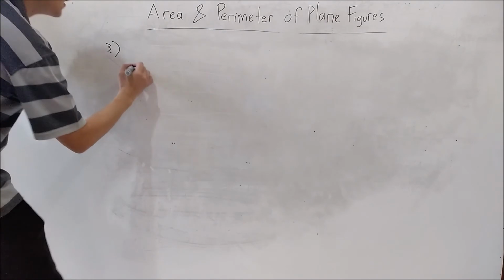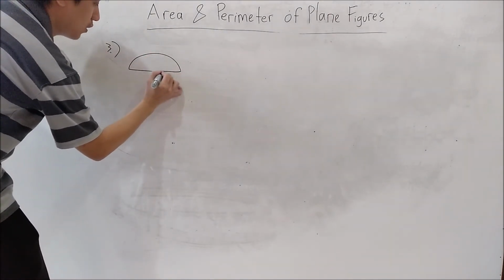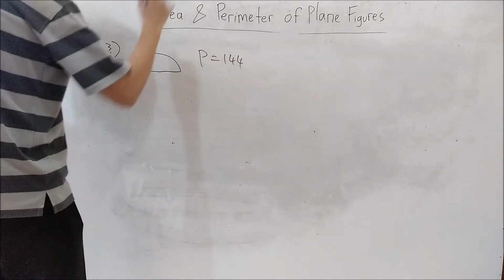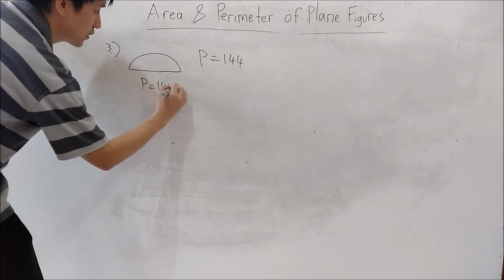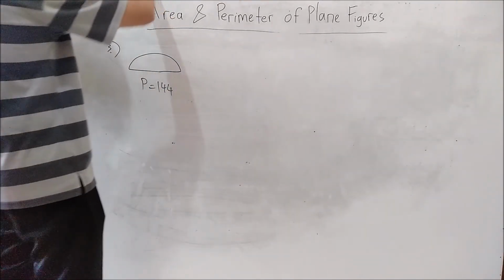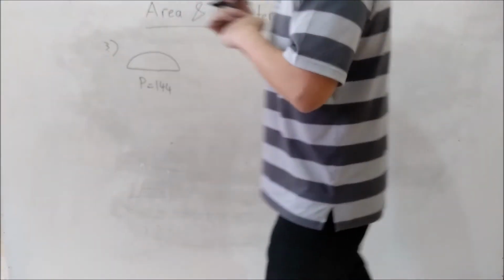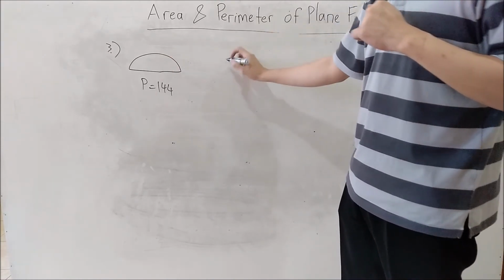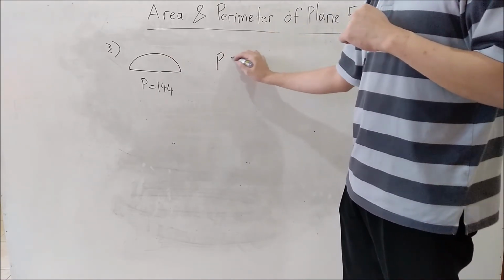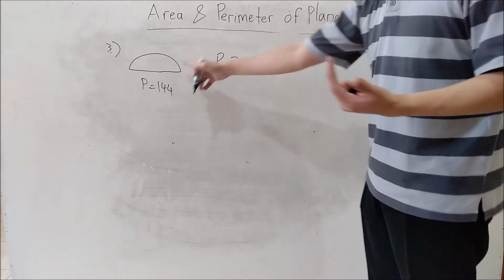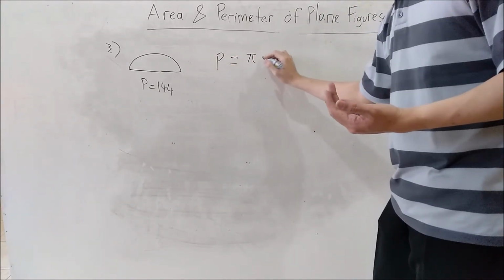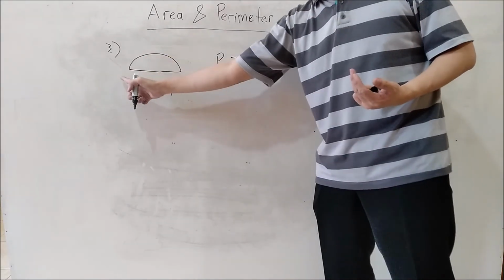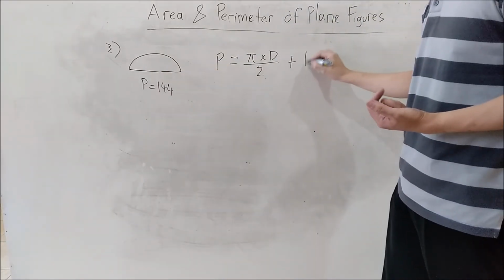So in this case, we had this semicircle with the perimeter as 144. I will just write it here. Perimeter equal to 144. What we want to know is the diameter itself. So how can you do that? What we are going to do is we are going to put the formula inside. Since this is half of circle or a semicircle, we will put the perimeter is equal to pi d divided by 2 because it's only half, and then you have to plus the diameter itself. Plus the diameter itself, right?